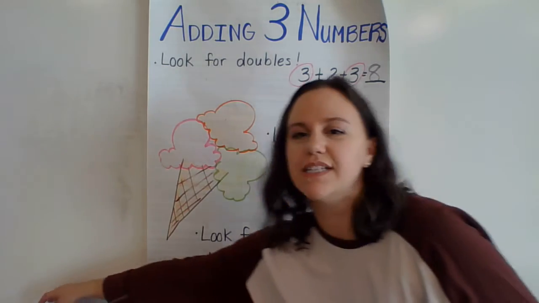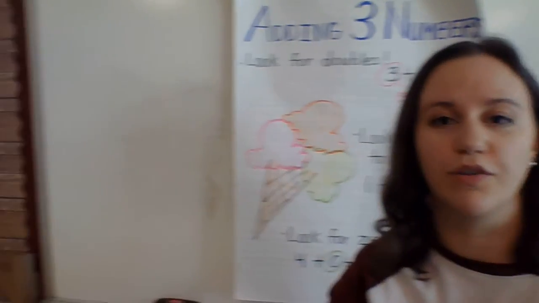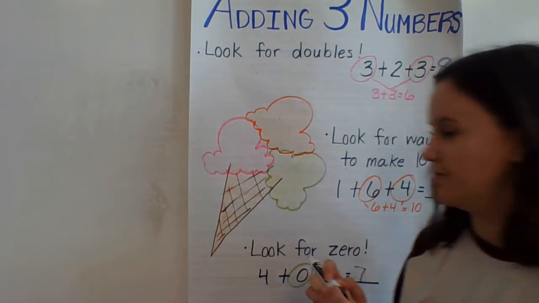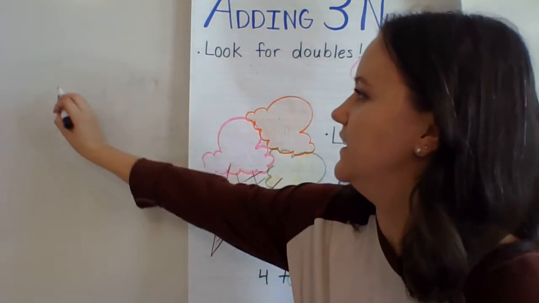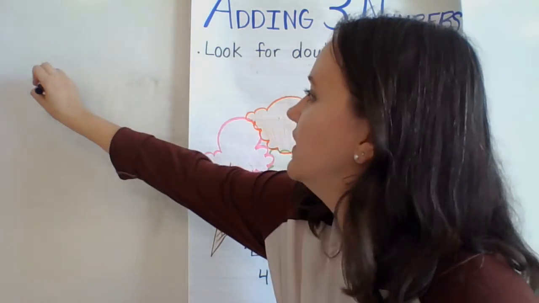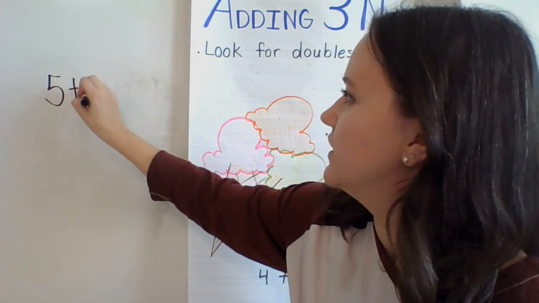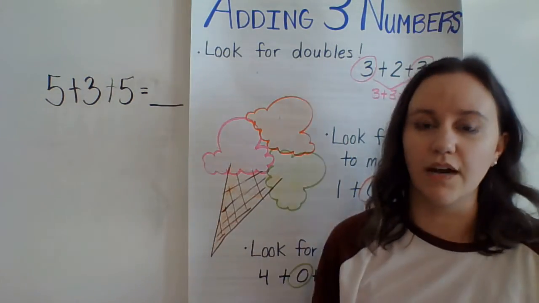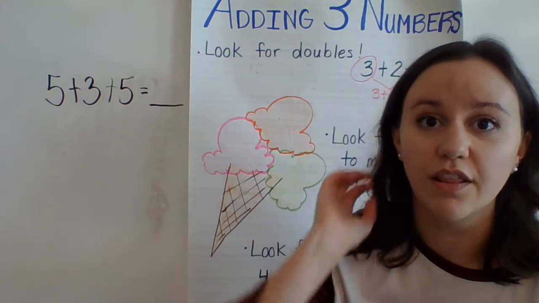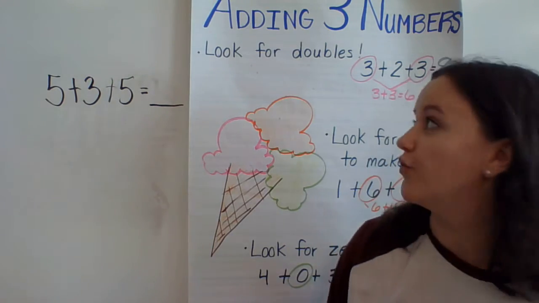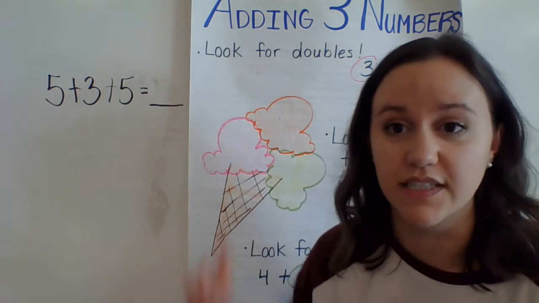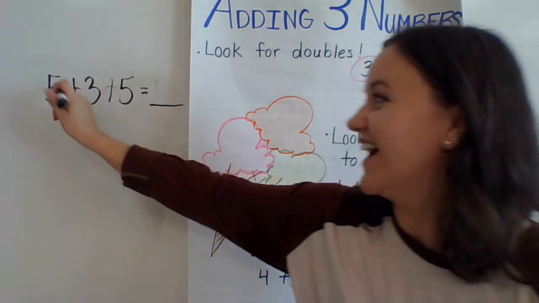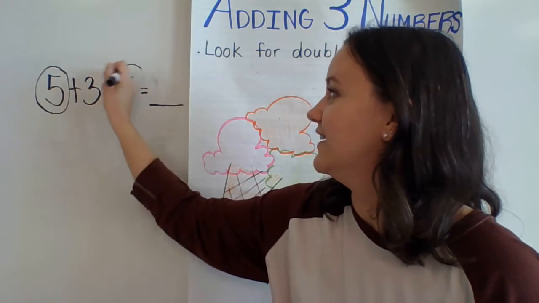So let's do another example. Remember, you look for doubles, you look for ways to make 10, and you look for 0. So what if we did 5 plus 3 plus 5. Now I'm adding three addends together. My first step is I'm going to look for doubles. Do you see a double? Two of the same number? I do. I see a 5 and a 5.